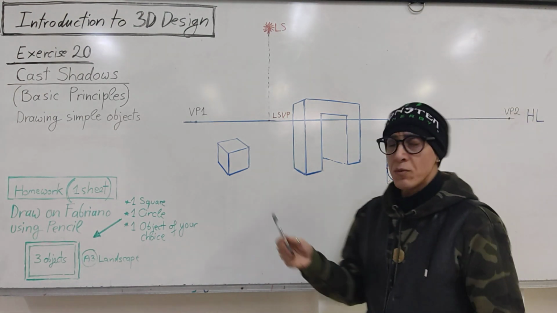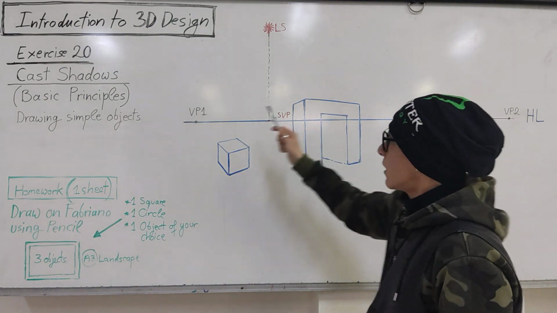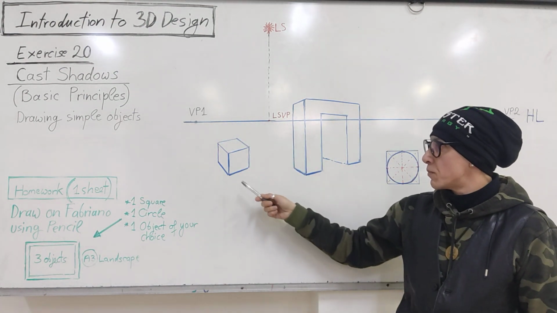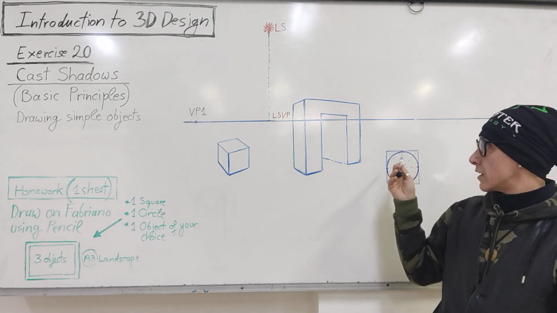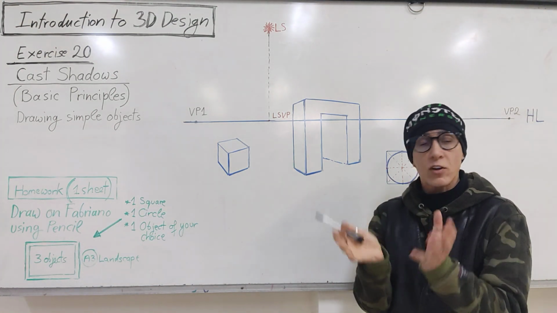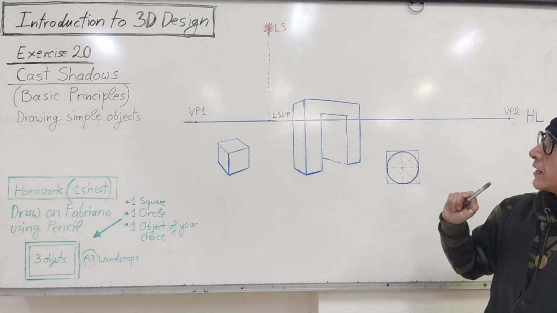So, we will draw in two-point perspective. We have our horizon line, the two vanishing points, and we will start with a very simple object, the cube, okay? And we will draw also a circle or a sphere. You can also call it that, depending on how you shadow it. And then we will draw another object with an opening.